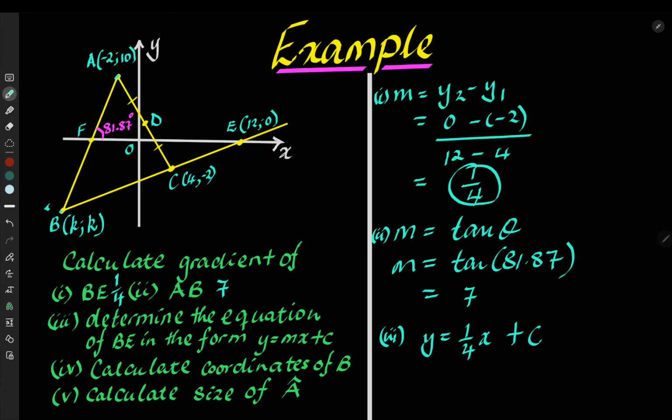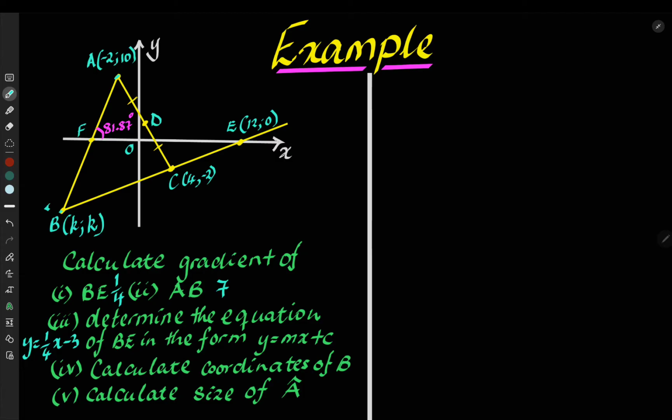Then to get our value of c, we can use any point on the line BE. In this case, we use point E, where you can see y is 0, so 0 will be equal to a quarter multiplied by 12, plus a constant c. And you can see that c in this case will be equal to -3. Then the equation of the line BE will be y is equal to a quarter x minus 3. That will be the equation of the line.